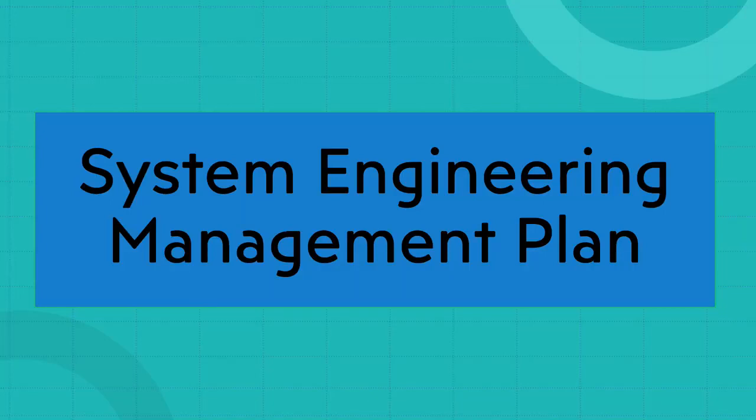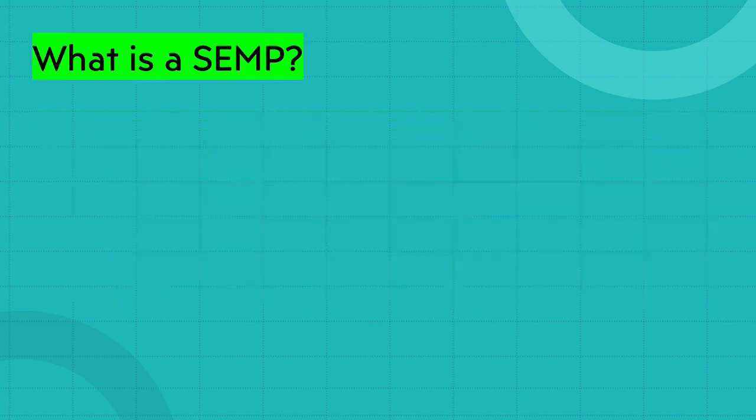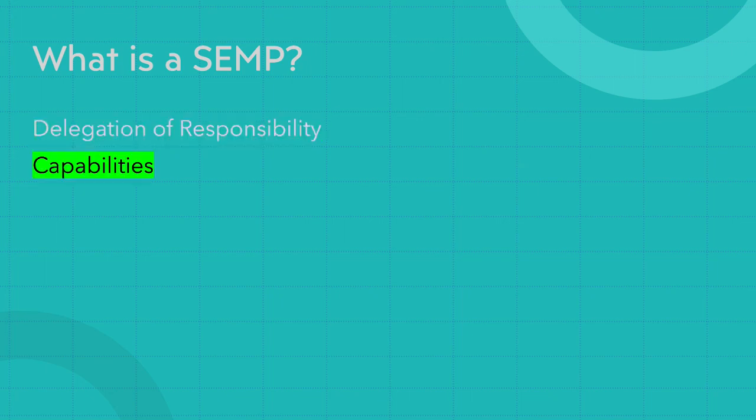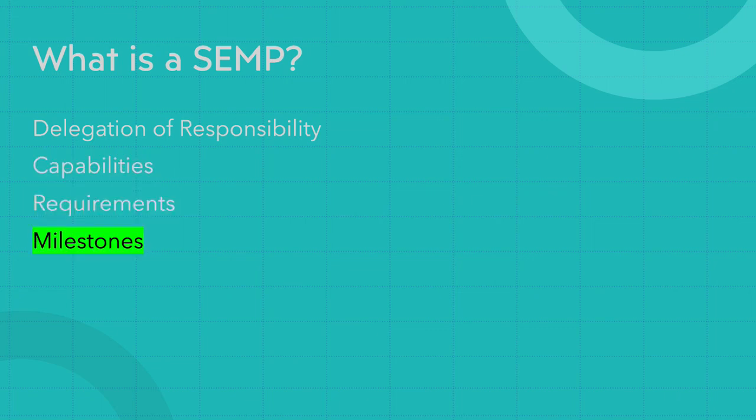Let's first start off with a SEMP, or System Engineering Management Plan. For those still learning system engineering, I am sure you're wondering what a SEMP is. Ultimately, a SEMP is a document used to illustrate four main concepts. First being responsibility. The second, capabilities of the product. The requirements of the product. The milestones of the product, i.e. the timeline of completion or series of completion.